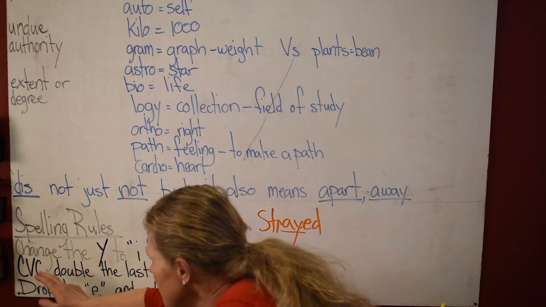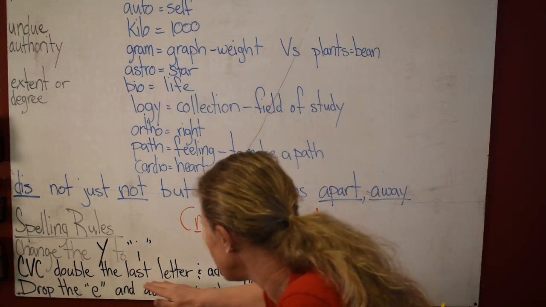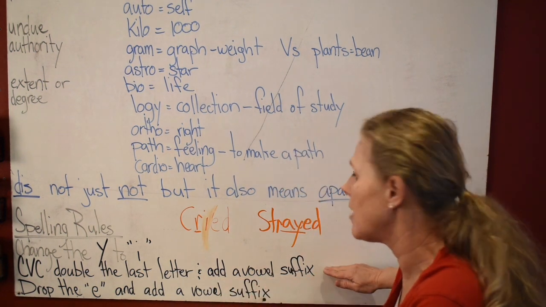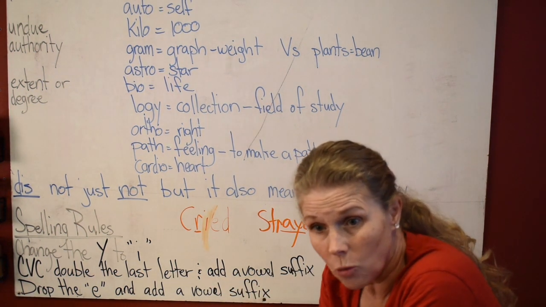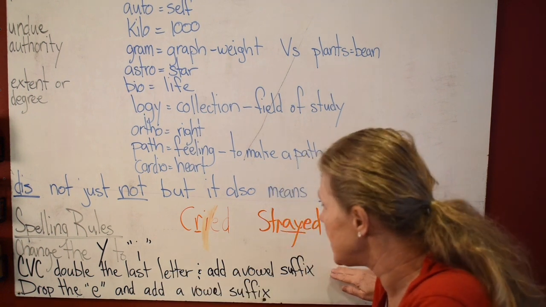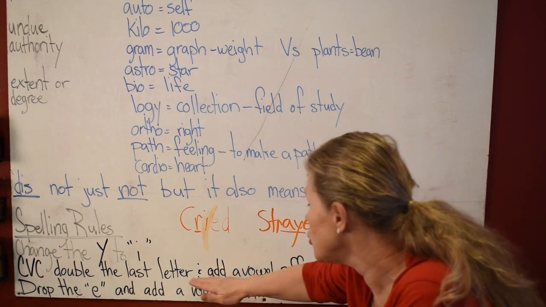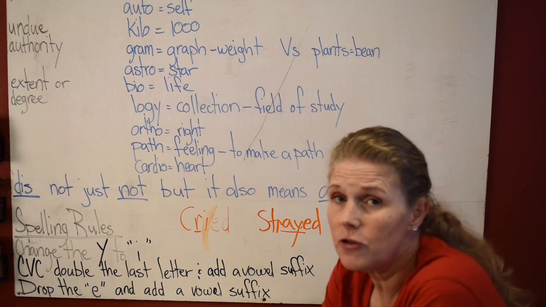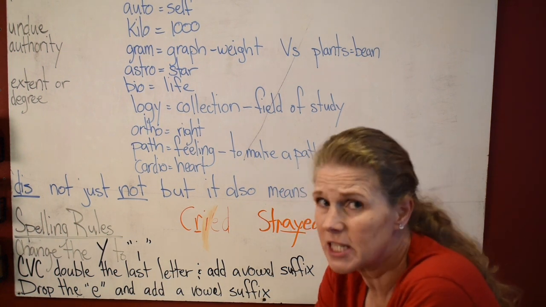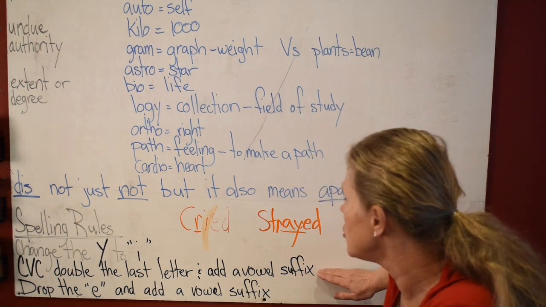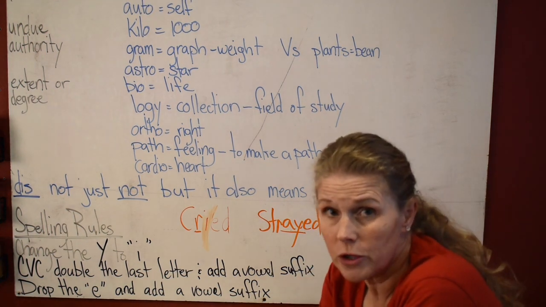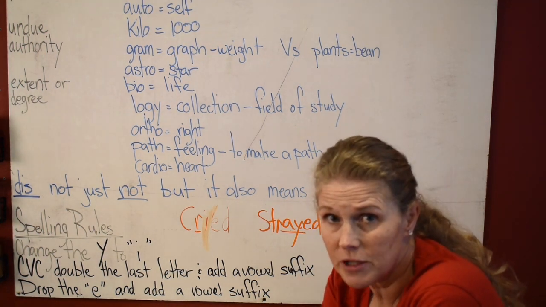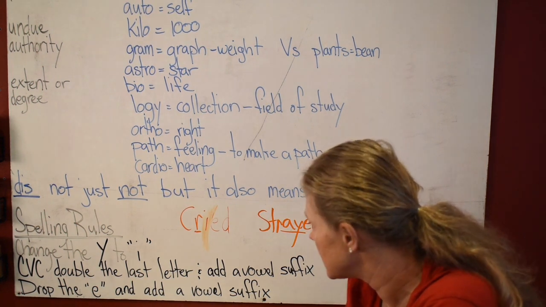Now we have consonant, vowel, consonant. That means double the last letter and add a vowel suffix. That is super easy when you have a one-syllable word. Crazy easy. And you only have to do vowel suffixes. If you are adding on a consonant suffix, it doesn't matter. So make sure that you know that you just do a vowel suffix. It is much more difficult when you have a multi-syllable word and you have to understand where the accent is.